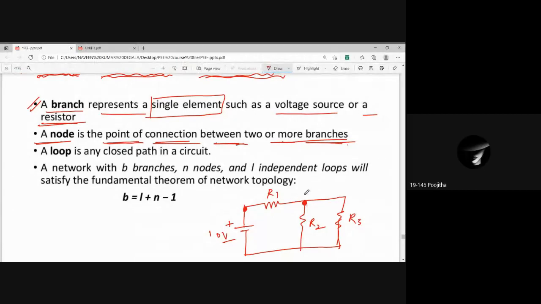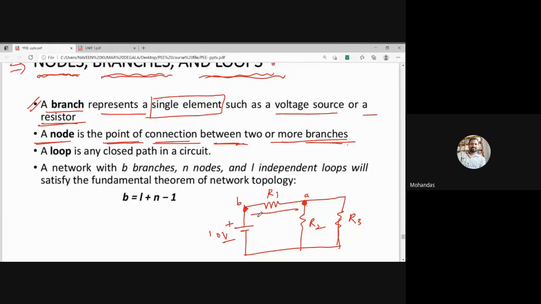So let us take it. This is a point B. Can I say this point B is a node? Why? There is a connection between two branches. What is one branch? R1 is one branch. Now what is the other branch? The voltage source is another branch. This is one branch, and this is another branch.